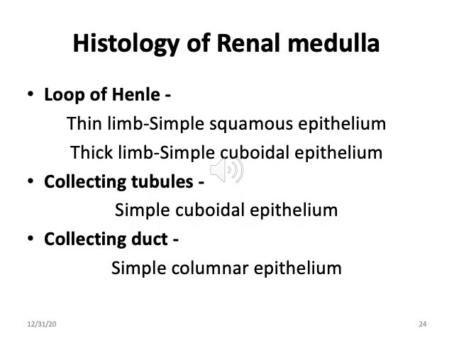When we look at the renal medulla in histological appearance, we can see the loop of Henle. The loop of Henle has a thick ascending limb, which is lined by the simple cuboidal epithelium, and a thin descending limb, which is lined by simple squamous epithelium. And also collecting tubules. The cells of the tubule are lined by simple cuboidal epithelium, and the collecting duct also by simple columnar epithelium.